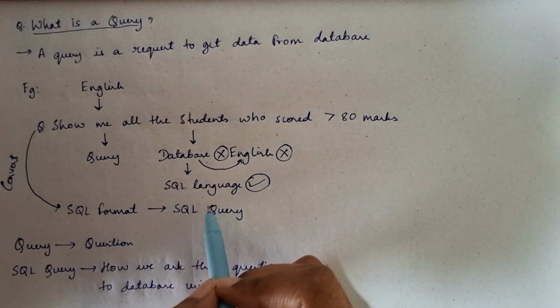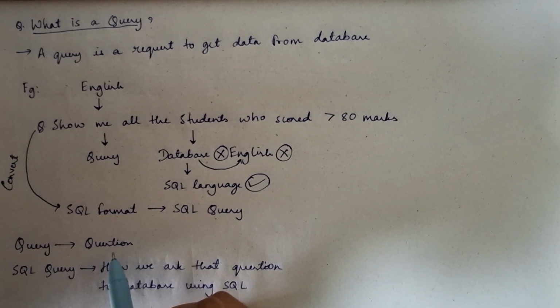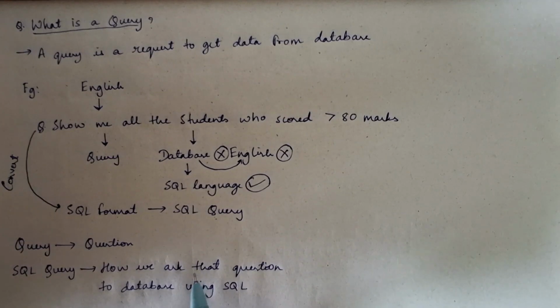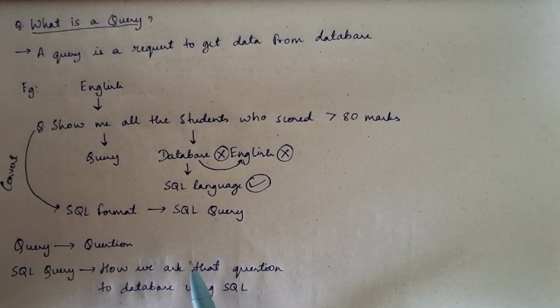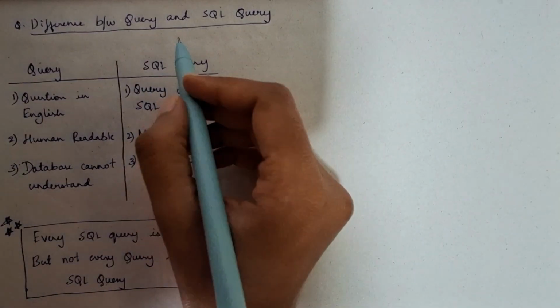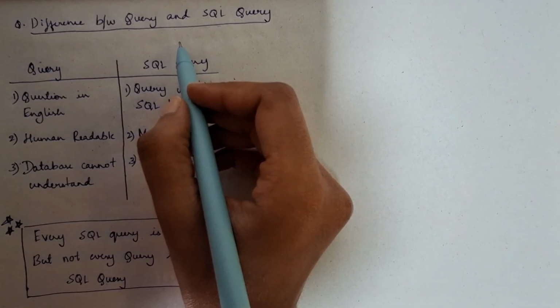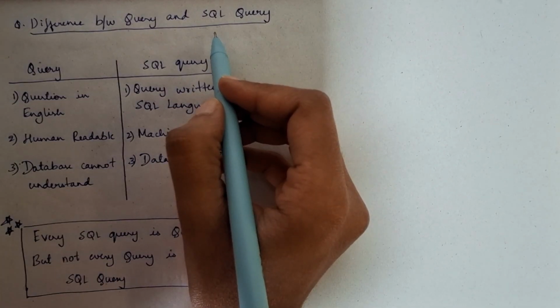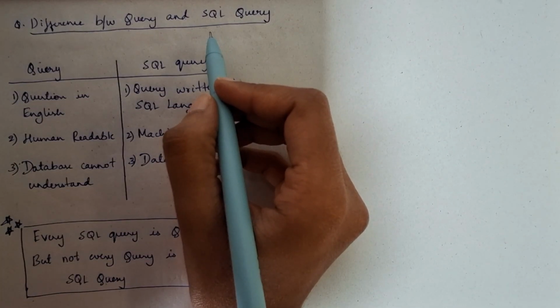So now we can say that a query is a question and an SQL query is how we ask that question using SQL language. So guys, this is very simple. Just like we search something on Google by typing a question, we search data in a database by writing a query. Now every student has this doubt. What is the difference between query and SQL query? Let me explain this in a very simple way.